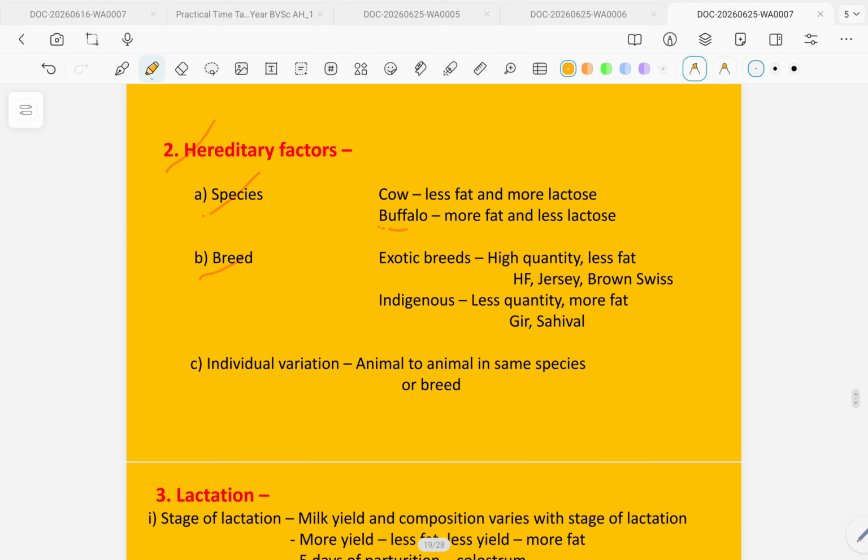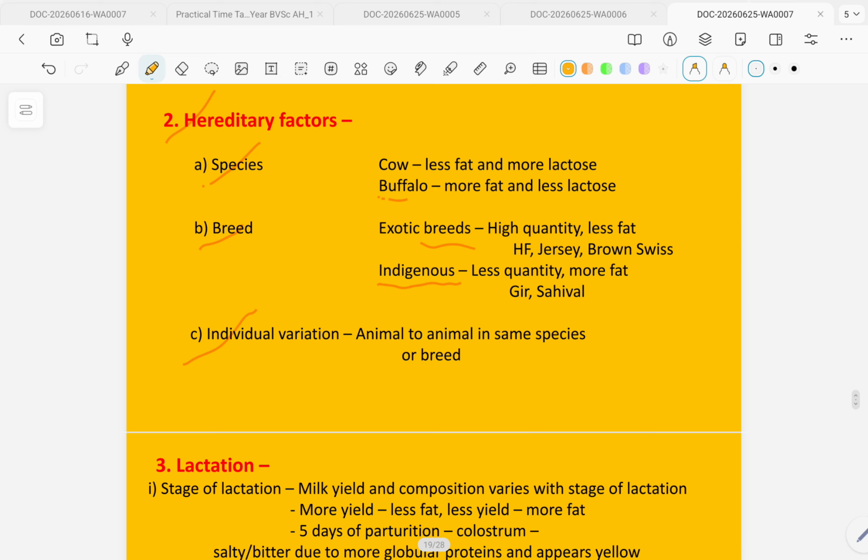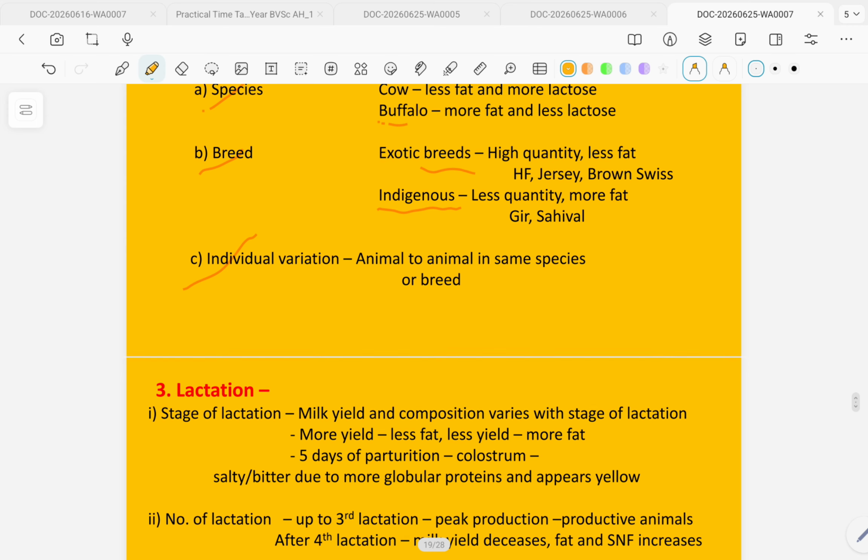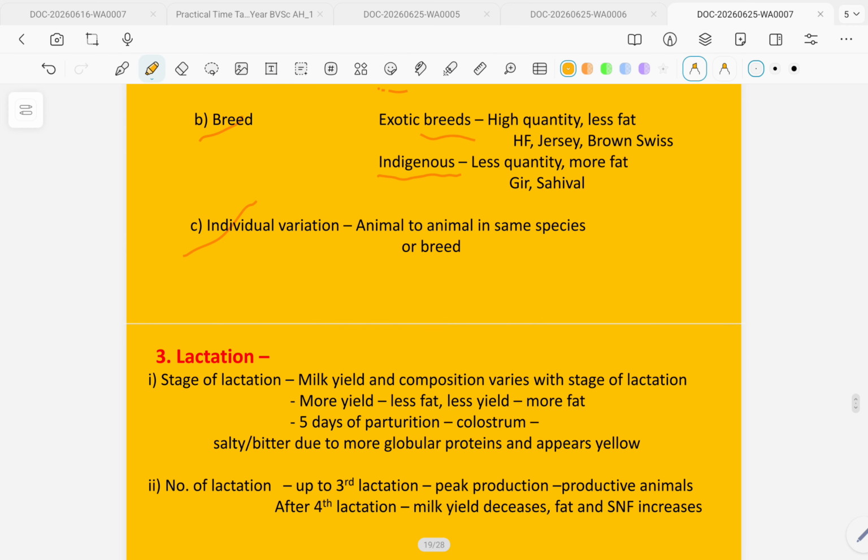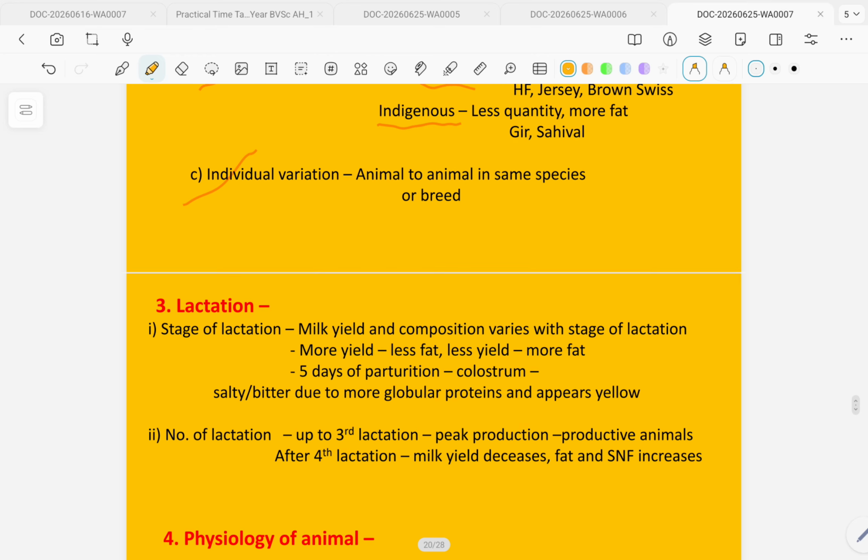Breed: exotic breeds give high quantity and less fat, such as HF, Jersey, Brown Swiss. Indigenous breeds give less quantity and more fat, such as Gir, Sahiwal. Individual variation: variation from animal to animal in the same species or breed.